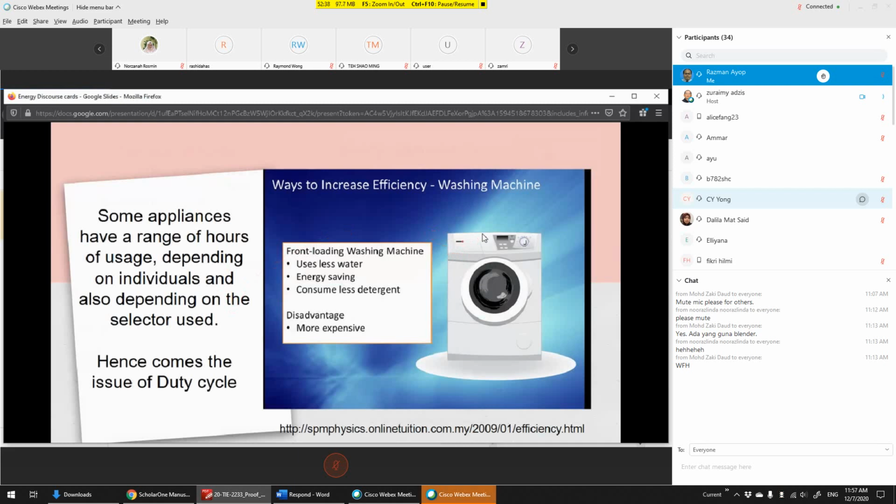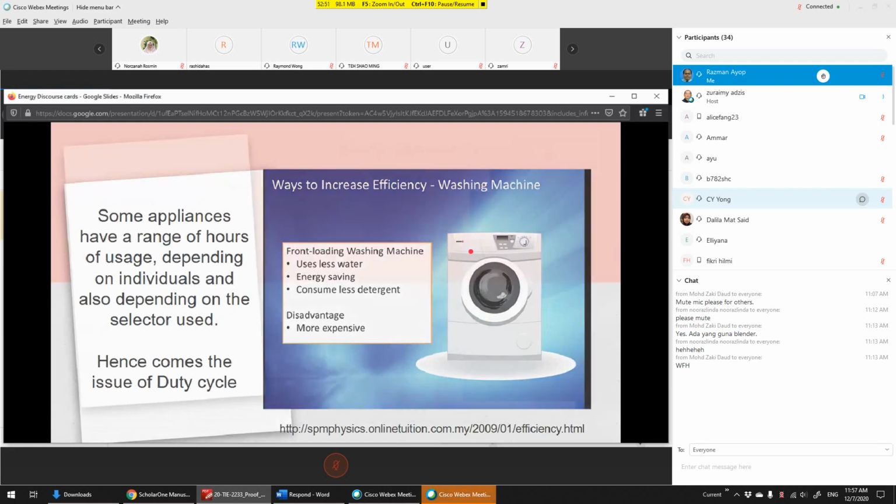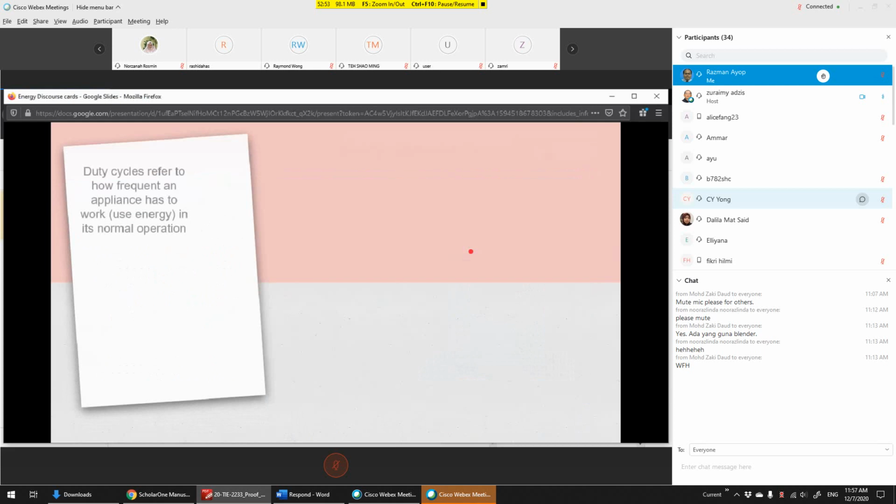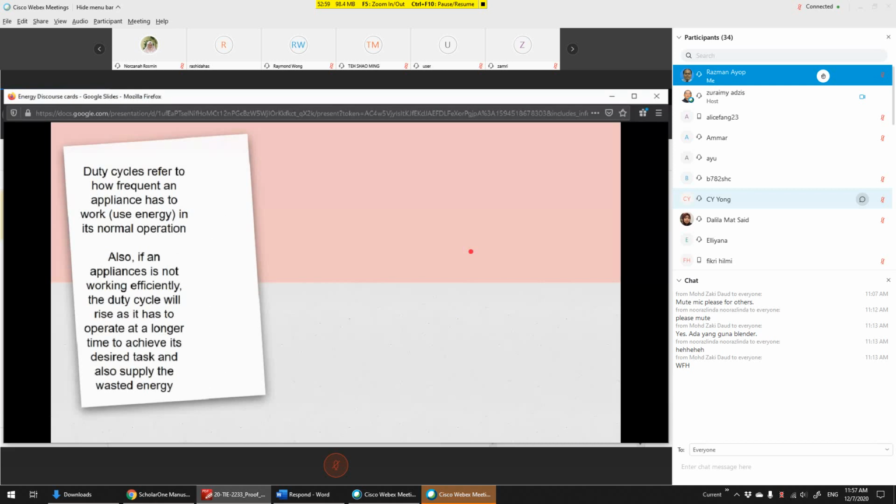But let's say you are washing your jeans, so you have to use a longer time, lots of rinsing and so on. The duty cycle becomes more. More duty cycle, more electricity is used, so less savings. So duty cycle refers to how frequently an appliance has to work in its normal operation.